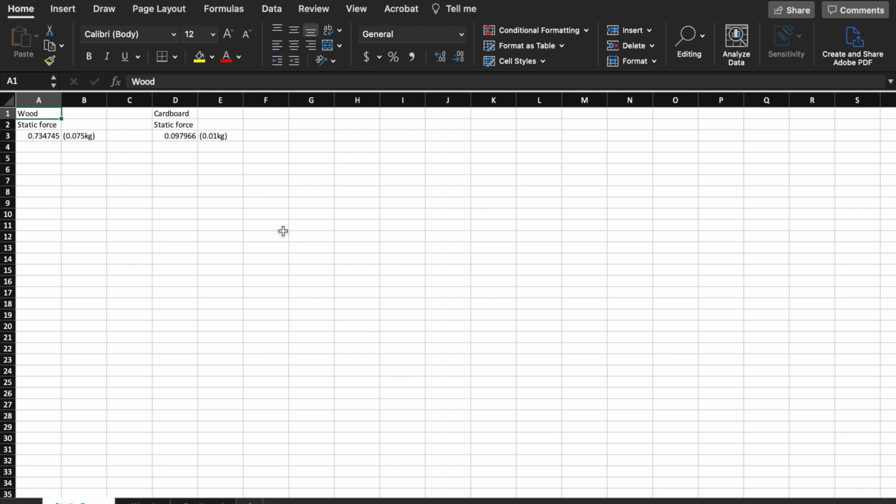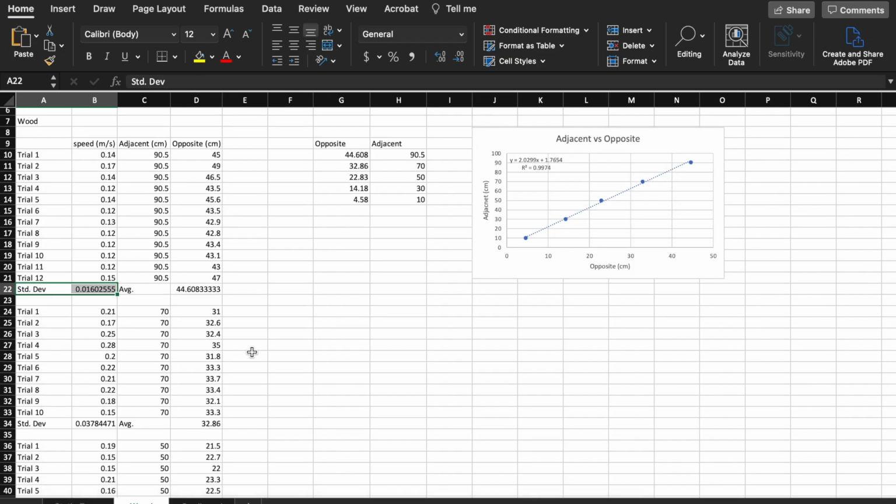For the results of our project, this first tab here is for static force. So as you can see, the wood had a static force of 0.73. We found that by moving at the weight of 0.075 kilograms, then we multiplied that by the force of gravity, which gives us static force. And then cardboard, it only took 0.1 kilograms to get the piece of wood to move. So the static force was much lower at 0.098.